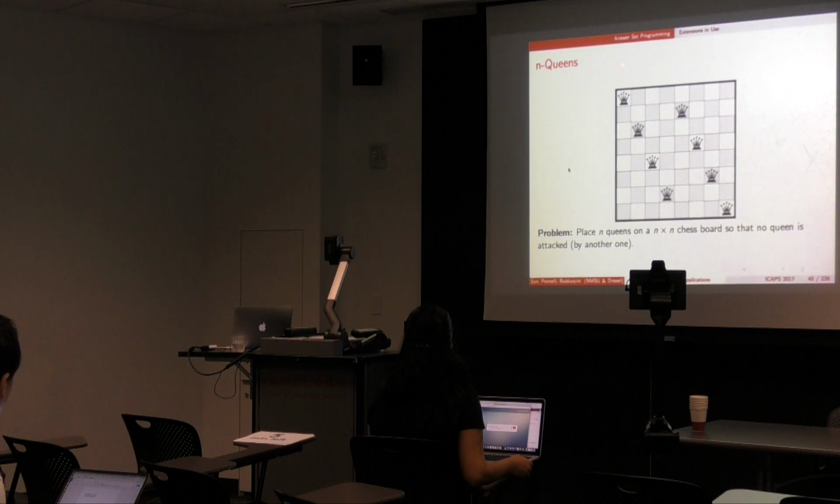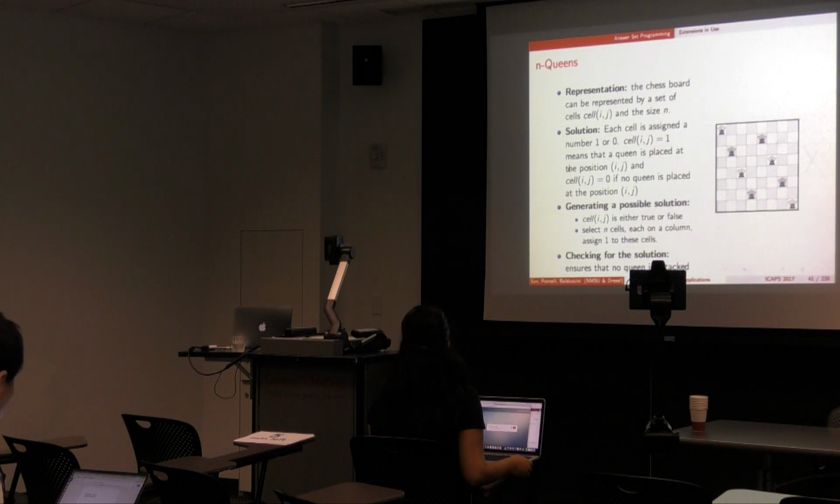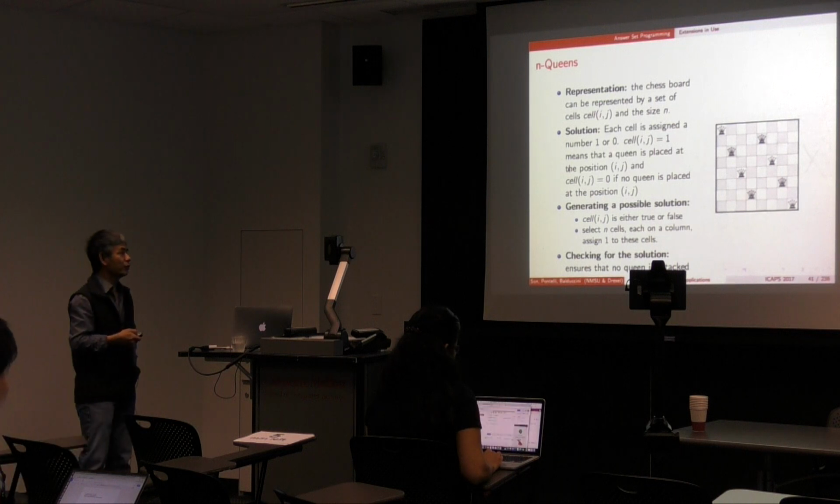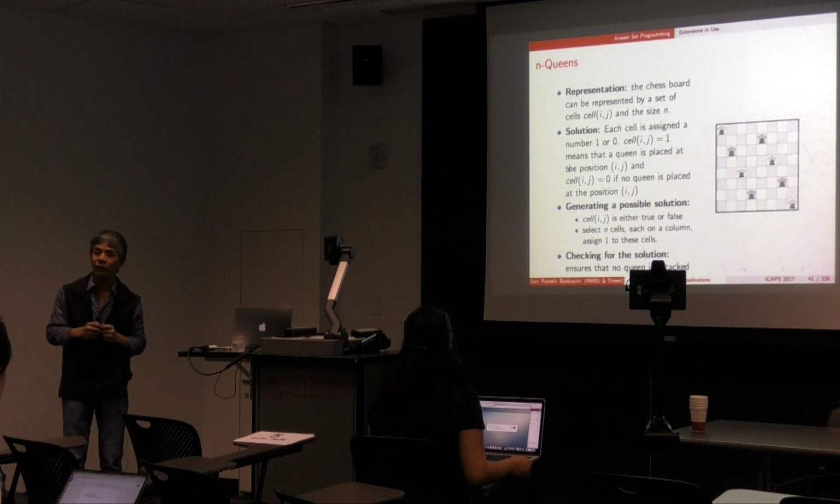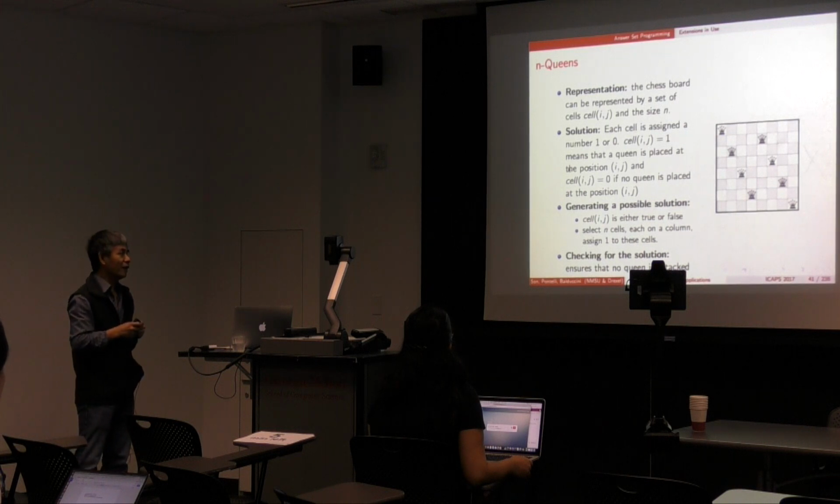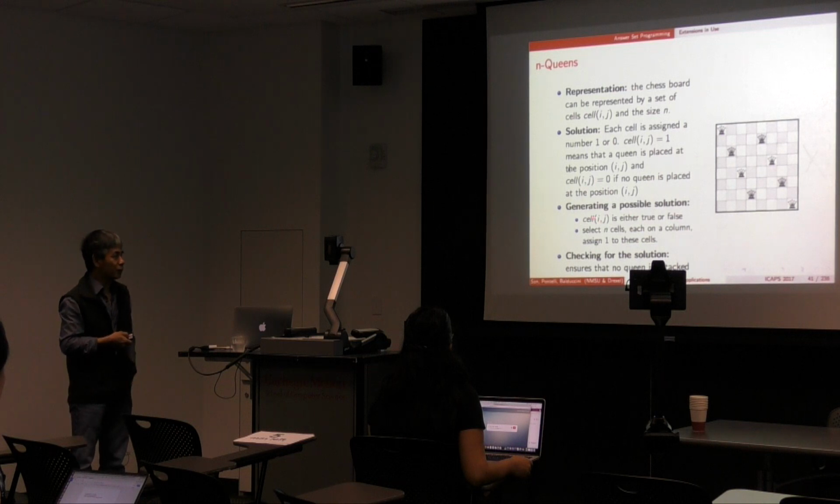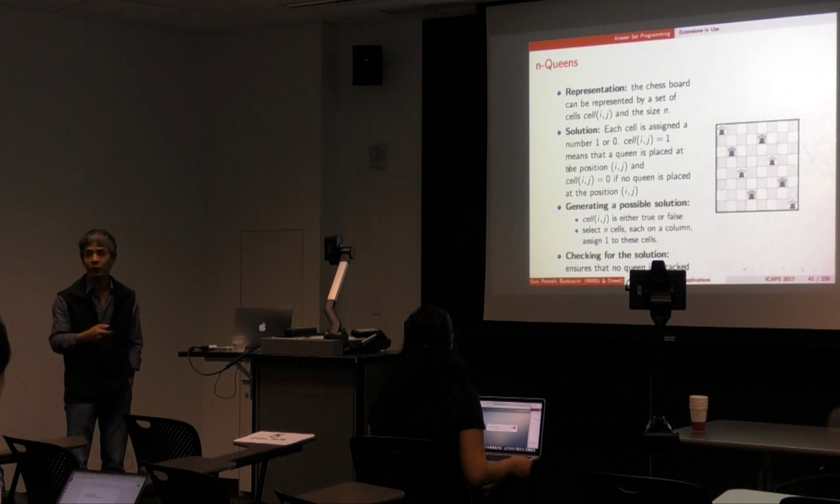And I will bother you with one more example, of how to solve the n-queens problem with answer sets, which is very simple. Here we have the representation: cell ij represents the board, and for each solution this value is true if we have one queen at that point and zero otherwise. To generate a possible solution, we just need to say each of these could be either true or false, and then we check to ensure that no queens attack each other.